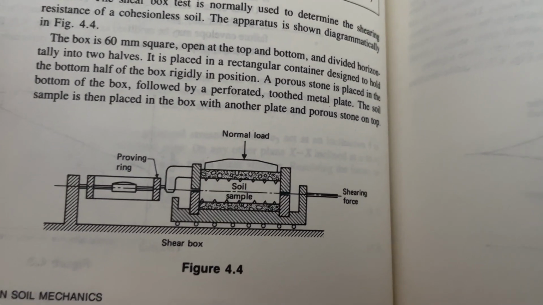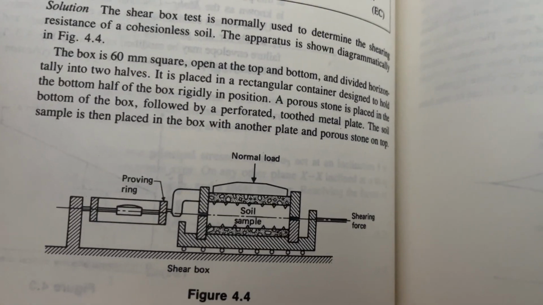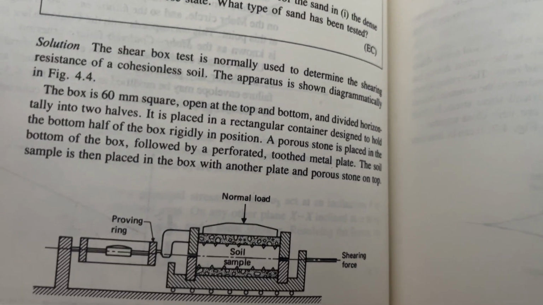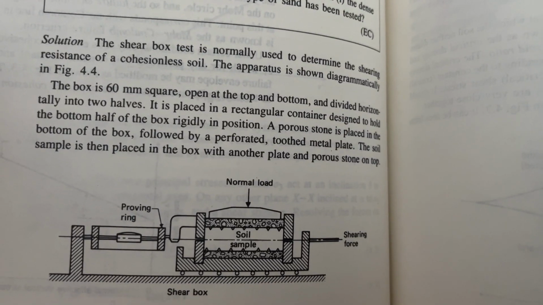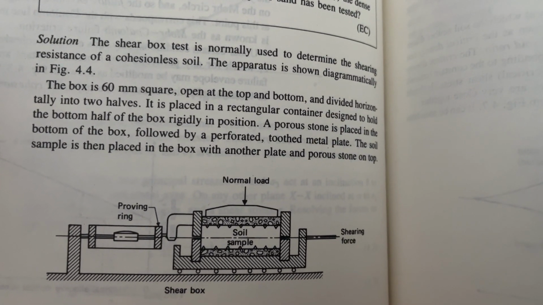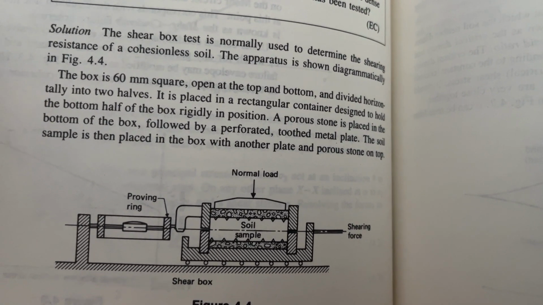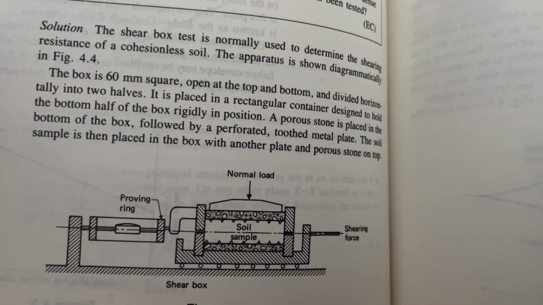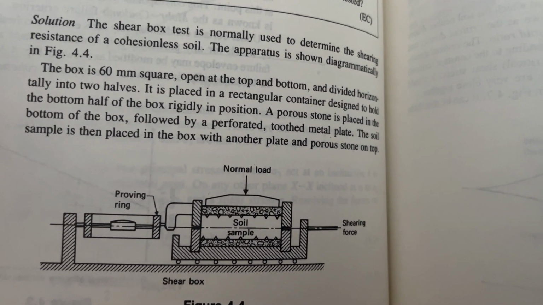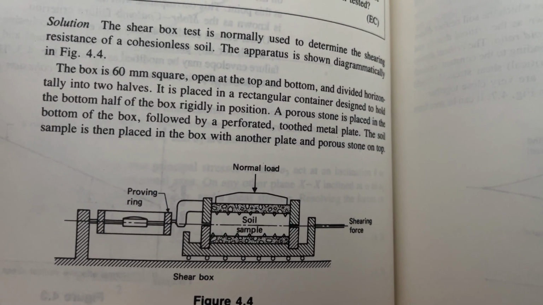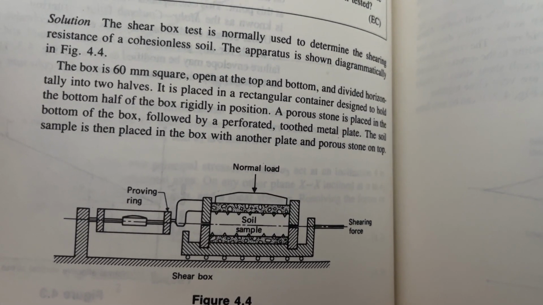What we're going to have to do is go to YouTube and look at a video of a shear box test. A porous stone is placed in the bottom of the box, followed by a perforated toothed metal plate. That's to grip the soil. The soil sample is then placed in the box with another plate and porous stone on top.